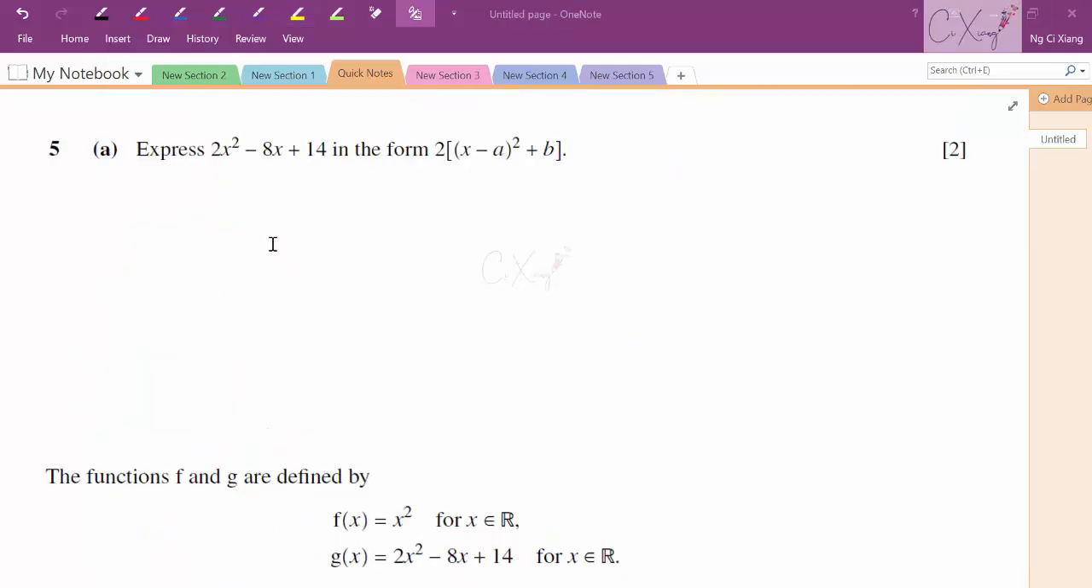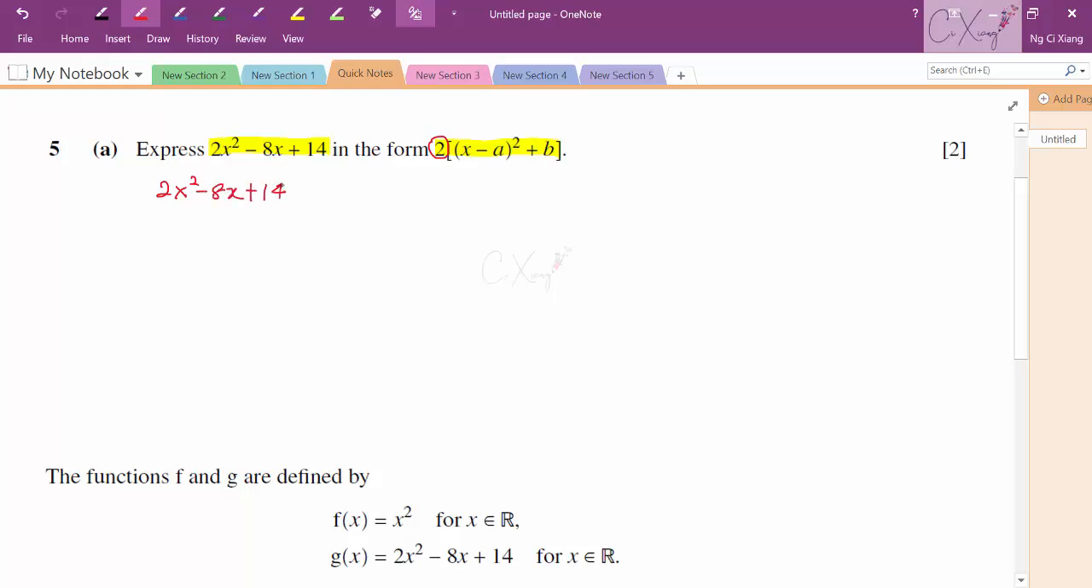Okay, so we are now at question number 5. All right, so they give us the expression and they want us to express it in this form. Generally, this is the completed square form. Please take note that for this completed square form, they want us to have a 2 outside the whole completed square form. Okay, so we will start from the expression that they give us.